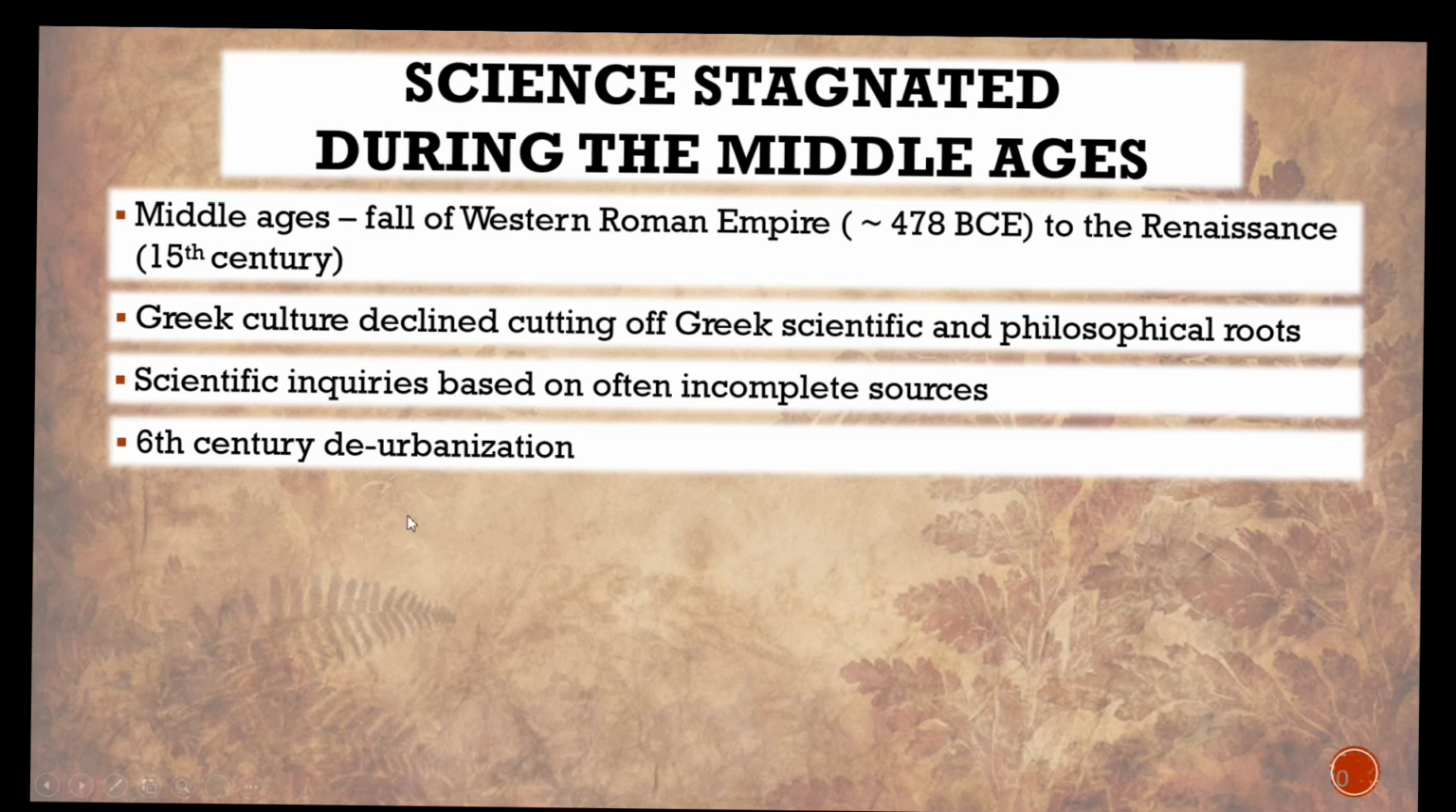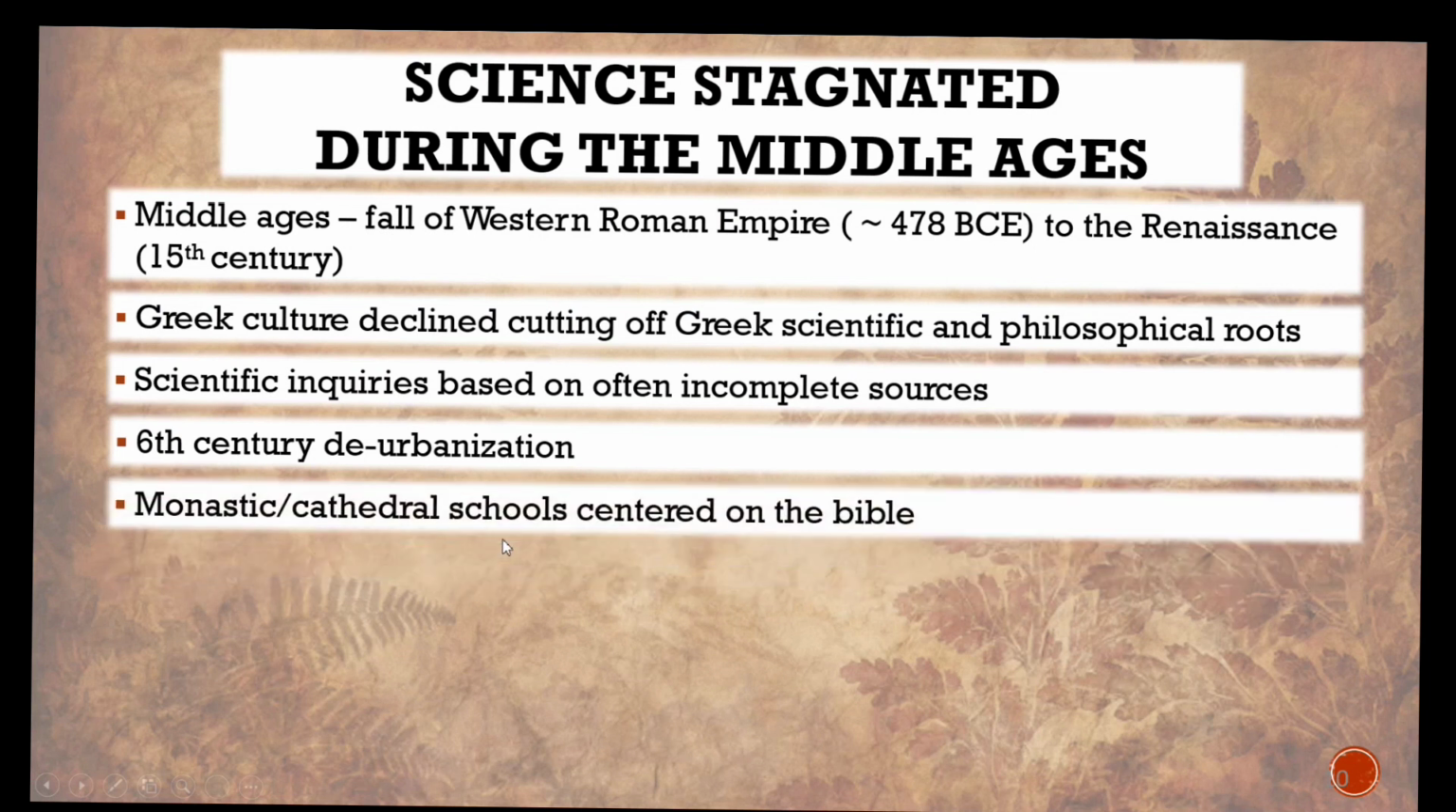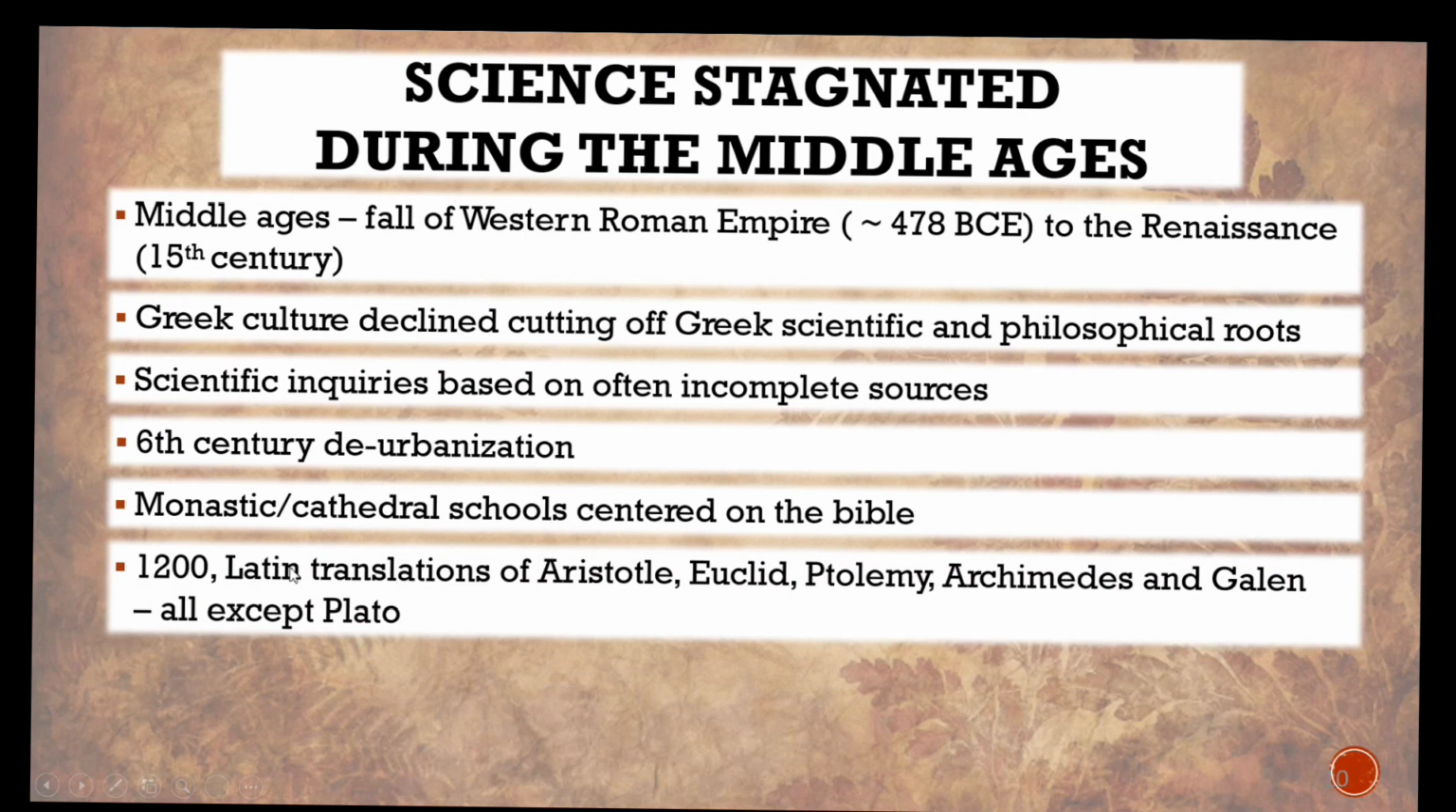And then in the 6th century, urbanization, then monastic and cathedral schools centered on the Bible. If we're talking about science, there was a stagnation when what was taught in schools was all about the Bible. We discussed the belief knowledge and the research knowledge. If the Bible was taught, it was basically belief knowledge.